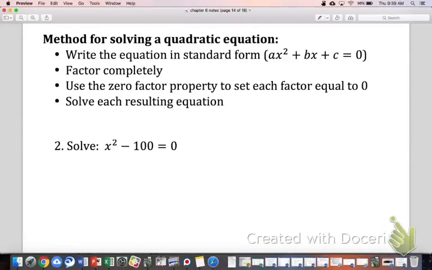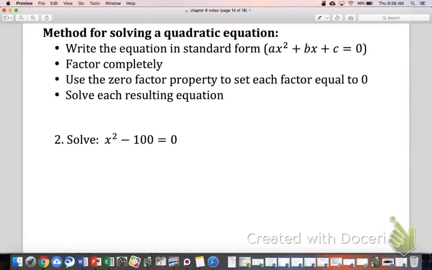The video was about how to solve a quadratic equation using factoring. And so our first step is going to be to write that quadratic equation in what we call standard form, ax squared plus bx plus c equals 0. So descending order on the exponents.